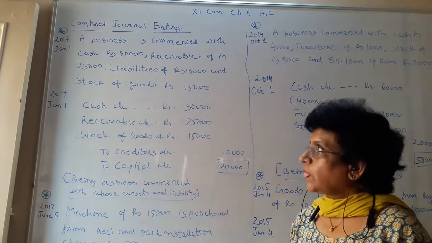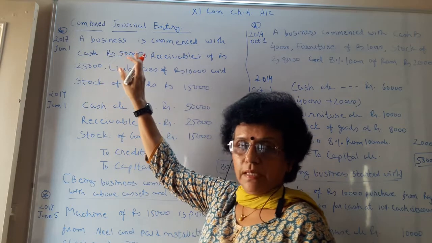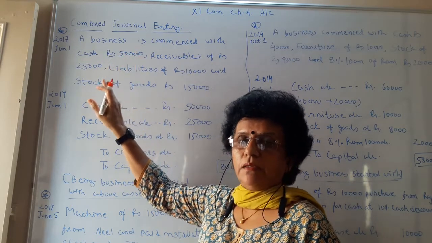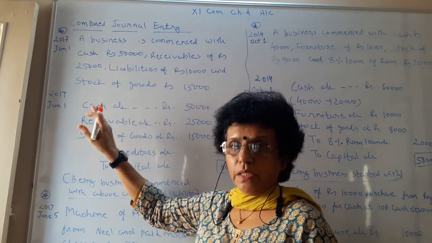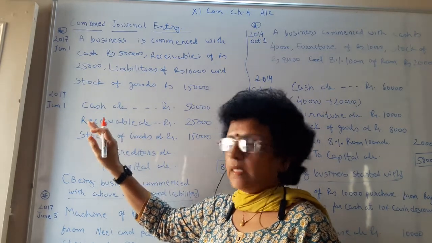Good morning students. Let us continue with another example of combined journal entry. A few more journal entries which you have to learn, in which more than two accounts are associated. We take them one by one.